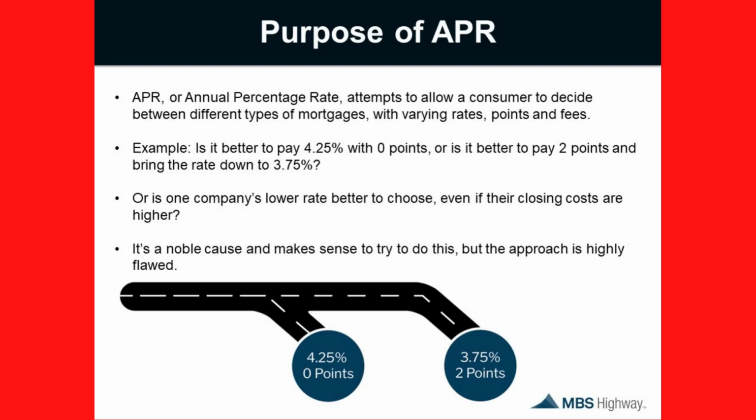So APR, annual percentage rate, tries to give a customer a fairly good idea when deciding between two different loan options, with different rates, points, fees, those kinds of things. Today we're going to use a couple of examples to illustrate the point of APR and where its flaws are. We're going to look at a loan with a 4.25% interest rate and no points, and another loan with 3.75%, paying 2 points to buy the rate down from 4.25 to 3.75. Which is better? Well, let's find out.